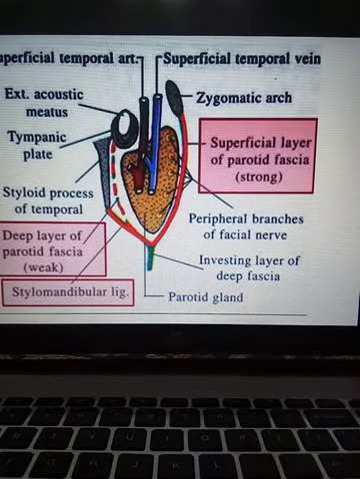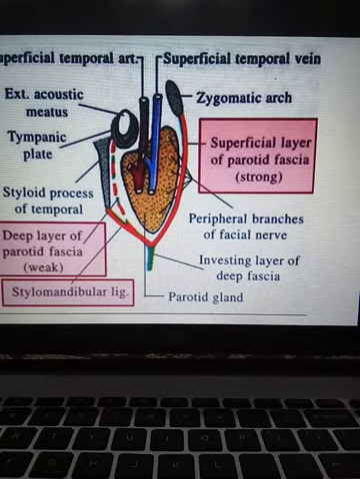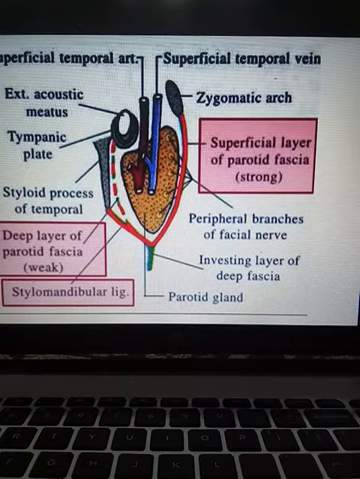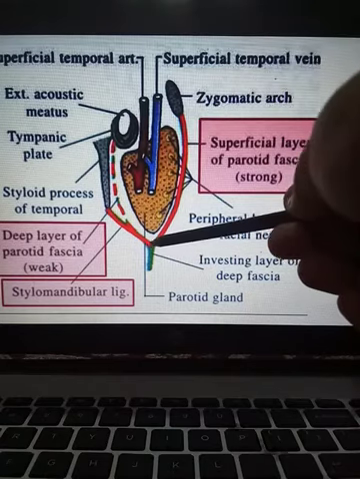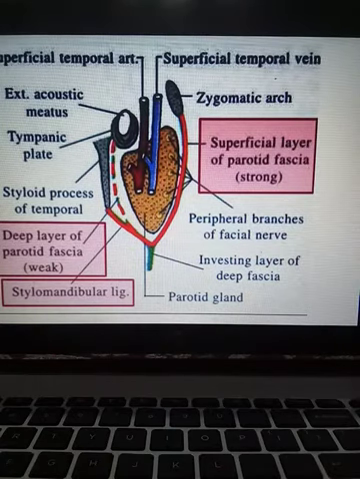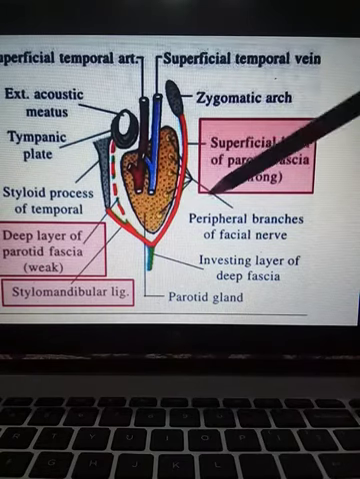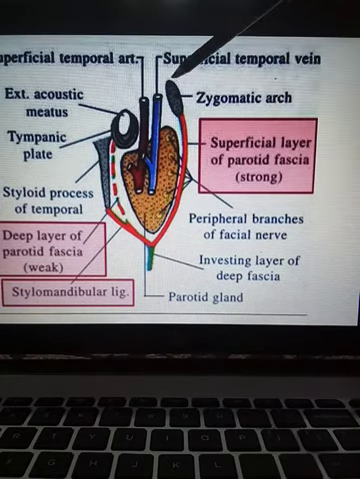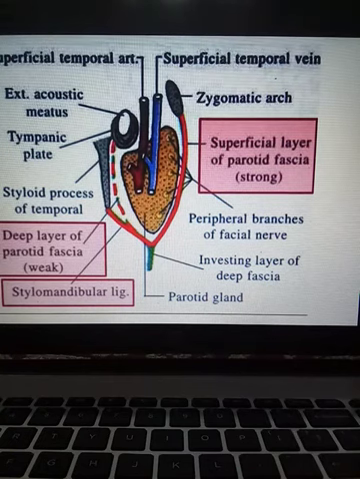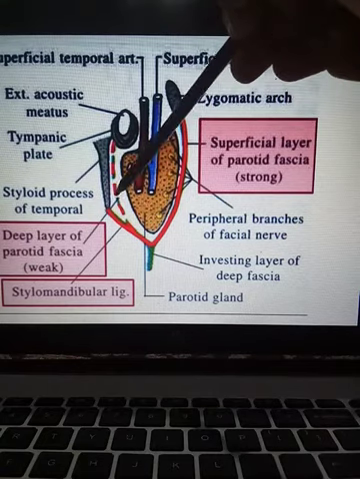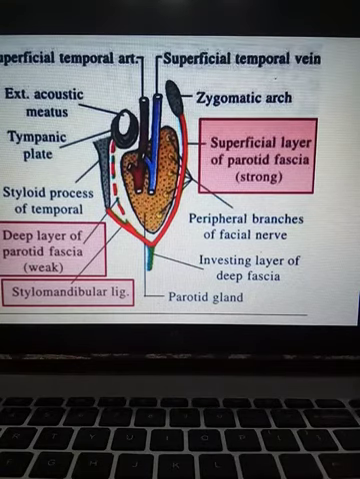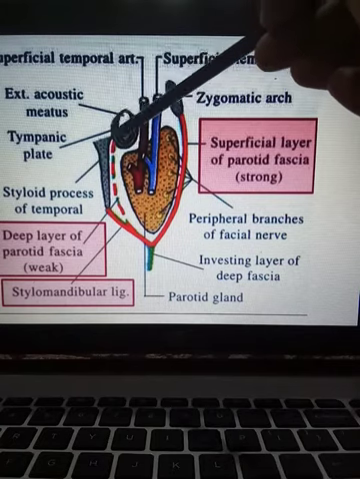So the capsule of the parotid gland is derived from the investing layer of the deep cervical fascia, and it gets split at the base of the mandible into two: the superficial layer and the deep layer. The superficial layer goes anteriorly and attaches to the zygomatic arch. The deep layer attaches to the styloid process, then to the tympanic plate here.